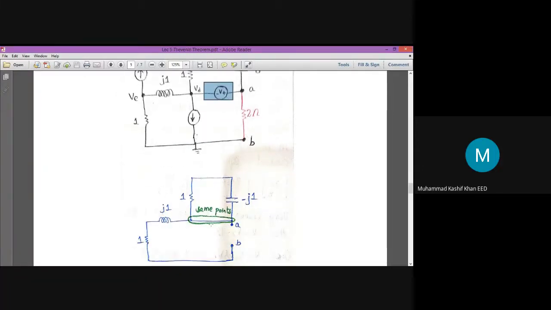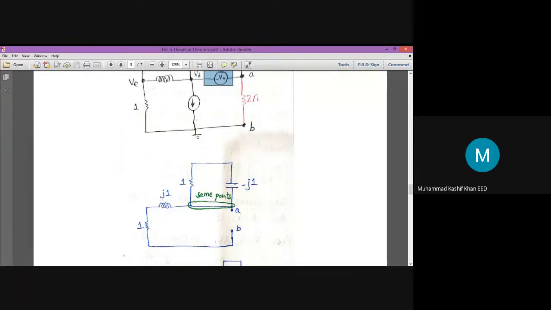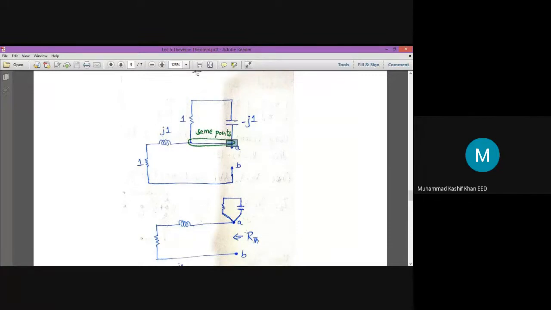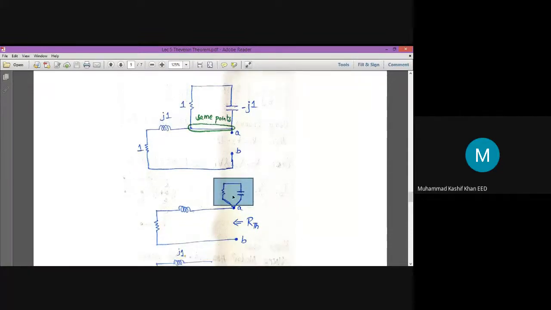Now, in this modified diagram, you can see that this point and this point are one and the same thing. This end of the upper circuit can be connected to this end. Why? Because there is no other element between these two. The only element was the voltage source, and I have short circuited it. So this branch can be connected to point A because these are the same point. This is the modified circuit in which I have connected both ends to point A.